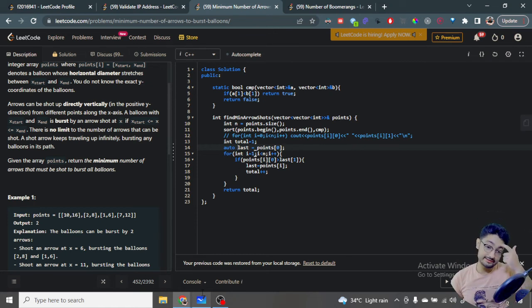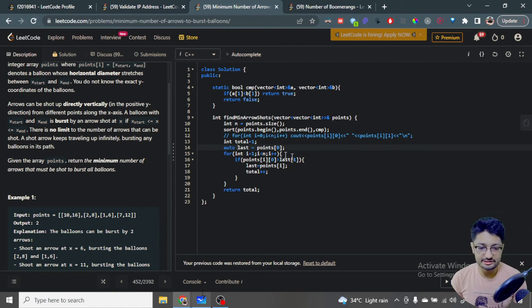Now let's start on the second segment, that is i equal to 1, and check whether this segment is intersecting with the last segment. If it is intersecting, then it is fine, we'll go on. But if it is not intersecting, then I have found a new segment, a new group, and I leave the previous group aside. Because we have moved to a new group, the new group is points of i, the new point that we have taken, because this point is not overlapping with the previous group. So we will now make last equal to points of i, that is the new group that we have created, and total plus plus, because now we have started a new group.